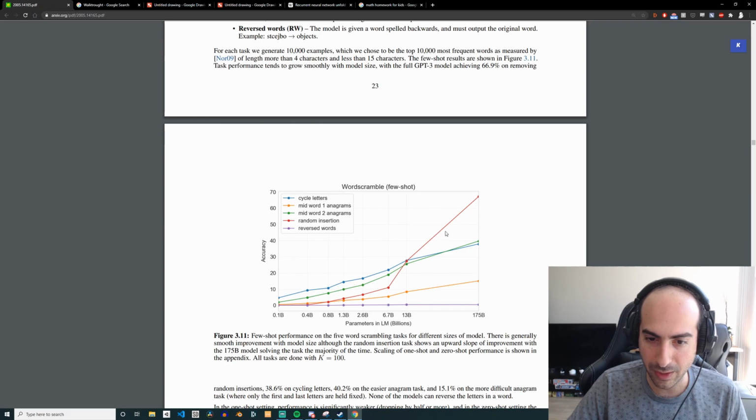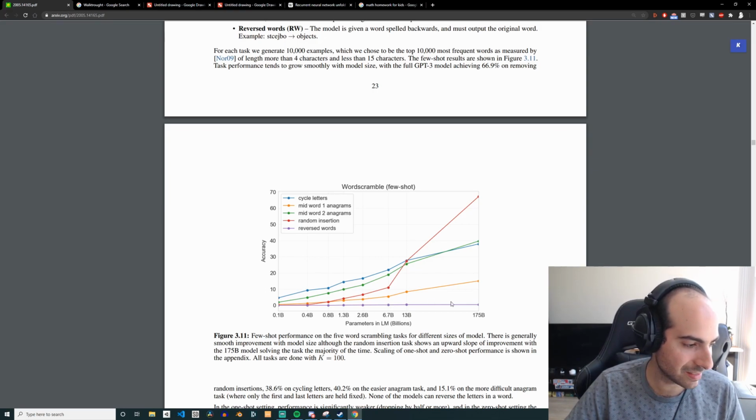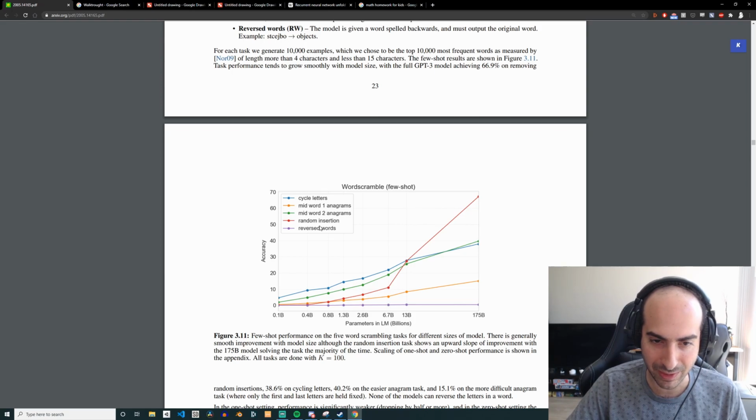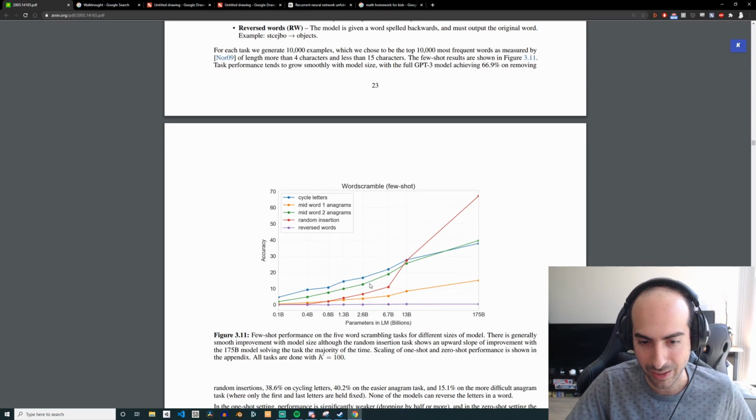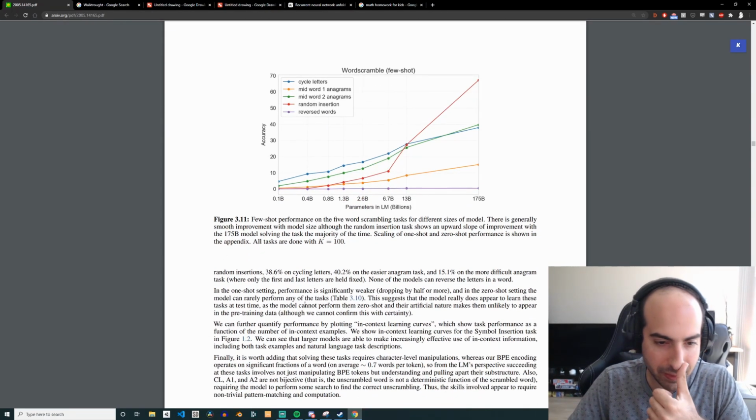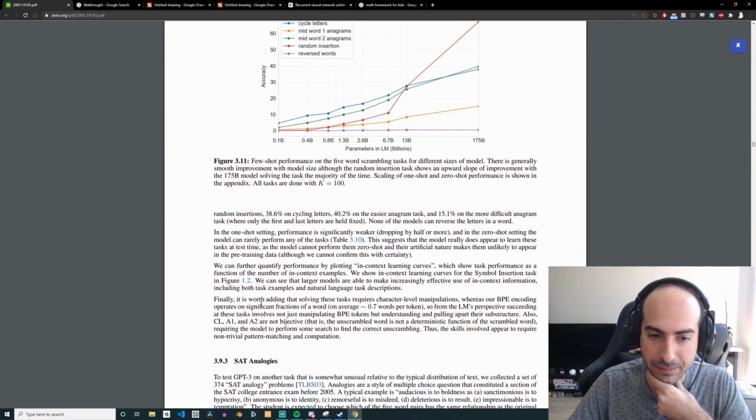Okay, how does GPT do here? For random insertions, it's best at figuring them out. For reversed words, oh wow, it completely tanks. I wonder why that's the case, because I would have expected random flippings to be harder. Do they talk about this? Let me see.